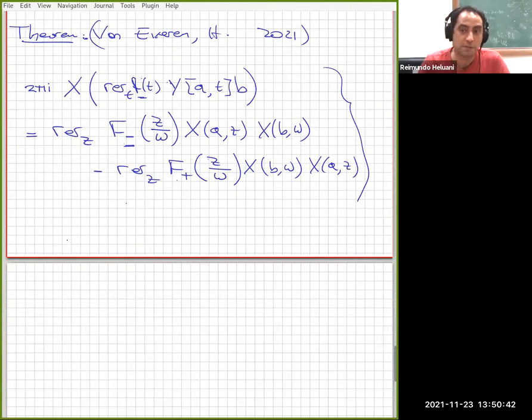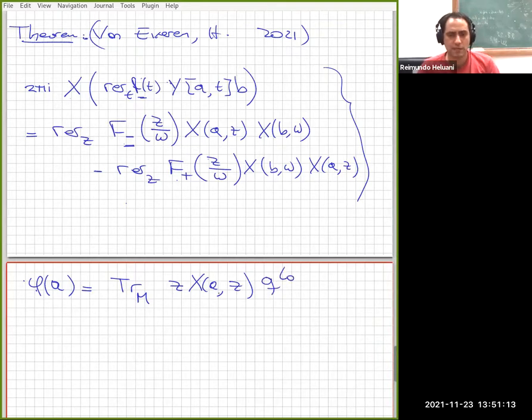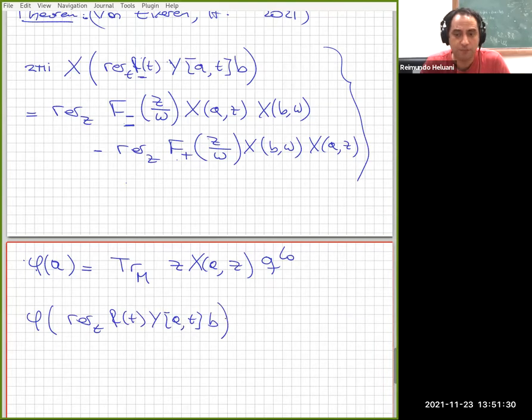So let's prove that the trace, as we know it, is a conformal block. What is the conformal block? We define phi of a to be the trace at M of, well, I needed to kill z, because x of a z was not z to the delta but actually z to the delta minus 1, so I need to multiply back that z, of x z q to the L naught. This is phi of a, and I need to check that it kills the residue at t of some elliptic function f of t, Y of a, t, b, that this is 0.